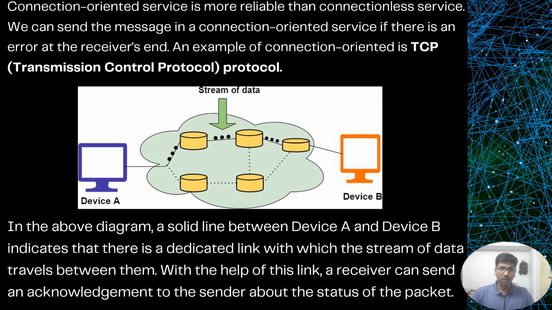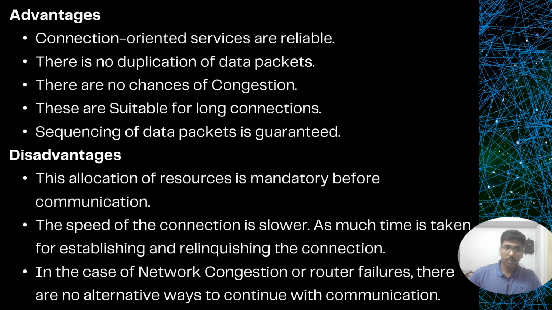And this is the diagram for the connection-oriented service. In the above diagram, a solid line between device A and B indicates that there is a dedicated link with which the stream of data travels between them. With the help of this link, a receiver can send an acknowledgement to the sender about the status of the packets that are being transferred.